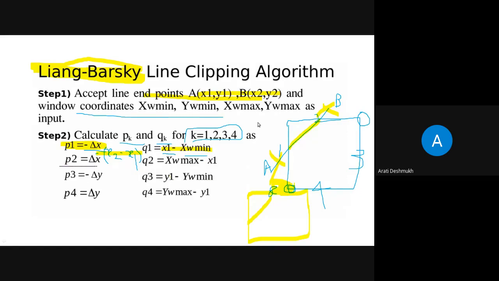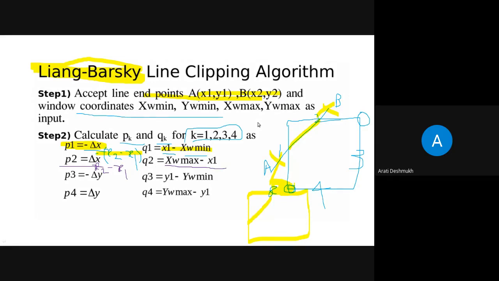Next, P2 is equal to delta x. Again, delta x is what? X2 minus x1. And Q2 is what? Xw max minus x1.